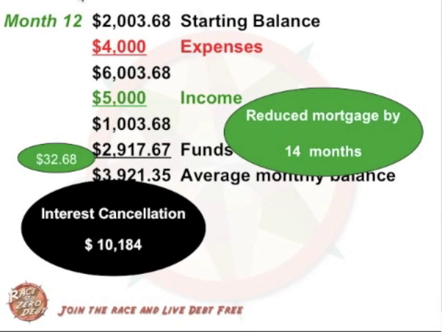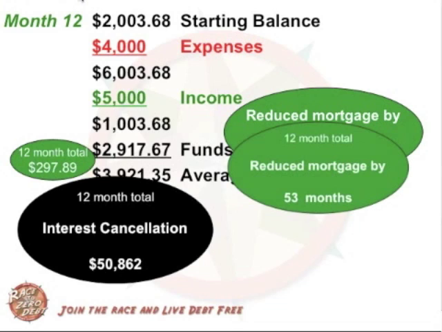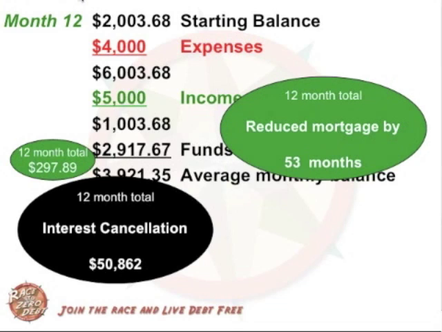So at the end of 12 months, our total finance charge on our open-ended line of credit is just $297.89. But in exchange for that $297, we have canceled out a total of $50,862 in closed-end mortgage interest. We've reduced our mortgage payments by 53 months. That's 4.5 years. And we only have 295 payments remaining instead of what would be 348 at this point.